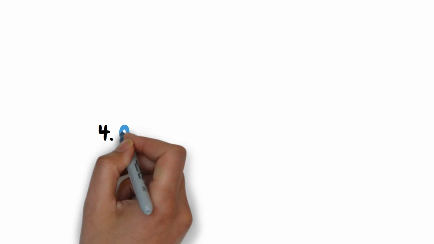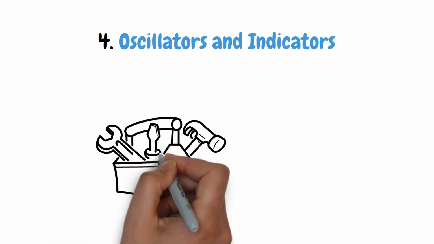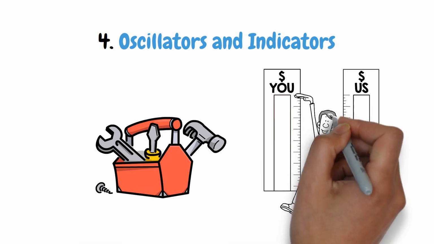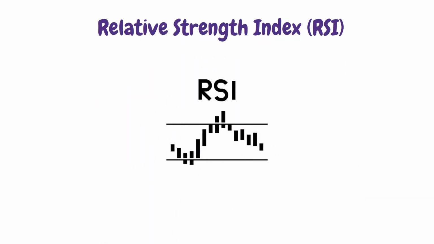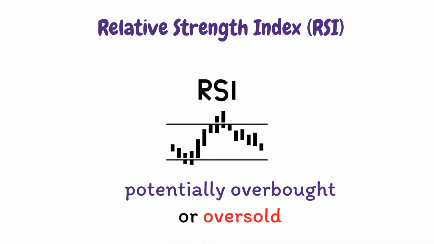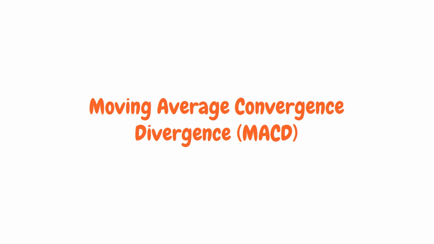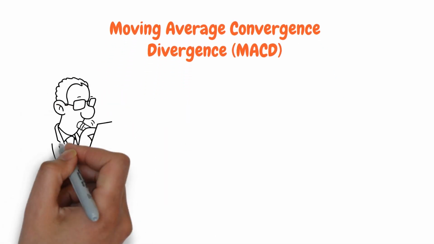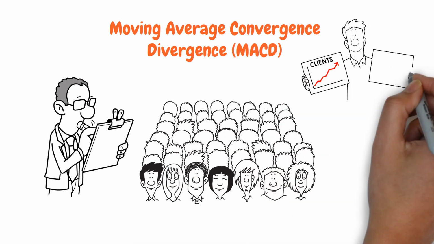4. Oscillators and indicators. These are the technical tools of the trade. Think of them as thermometers or heart rate monitors for stocks. Relative strength index tells us if a stock is potentially overbought, too many people buying, or oversold, too many people selling. Moving average convergence divergence. A bit of a mouthful, but it's like observing if more people are entering the bakery versus leaving, helping to predict potential shifts in momentum.